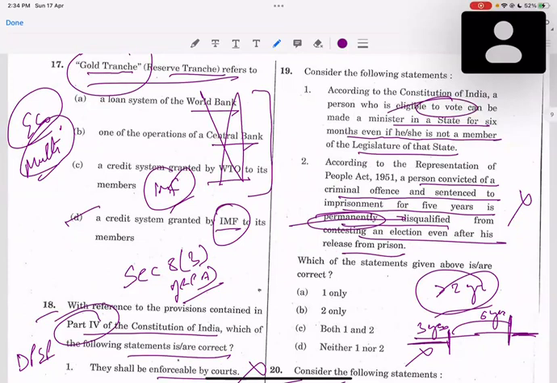All right. Okay. Then regarding this, it is also wrong. Why? Because it says the minister can be made for 6 months even if he or she is not a member of the state legislature. He can be made, but provided within 6 months that individual has to get elected. So that way, this is also wrong. So the answer is D.